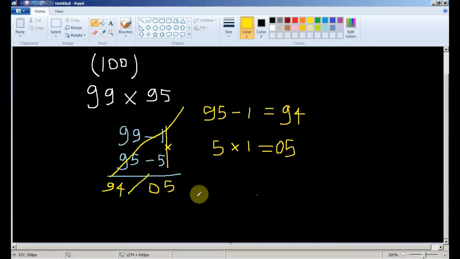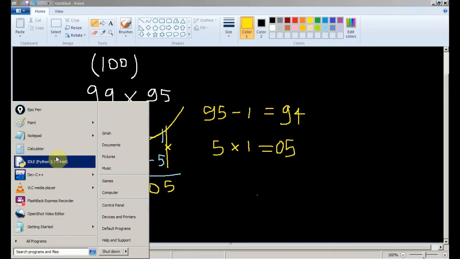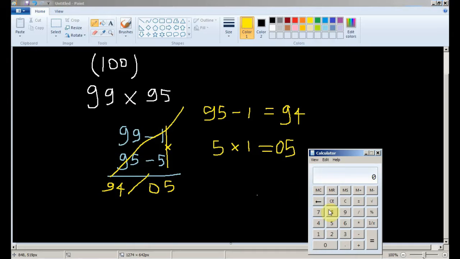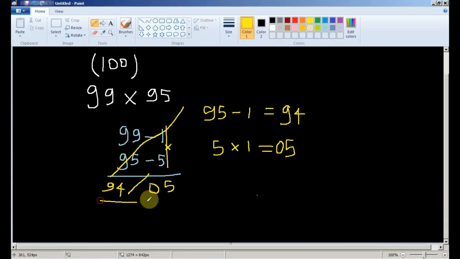So what we got here is the answer. Let's verify the answer once. Let's open up the calculator and verify it. I'm going to go 99 into 95, and the answer is 9405, which is the same. So this is something we tried, where the numbers are less than 100.